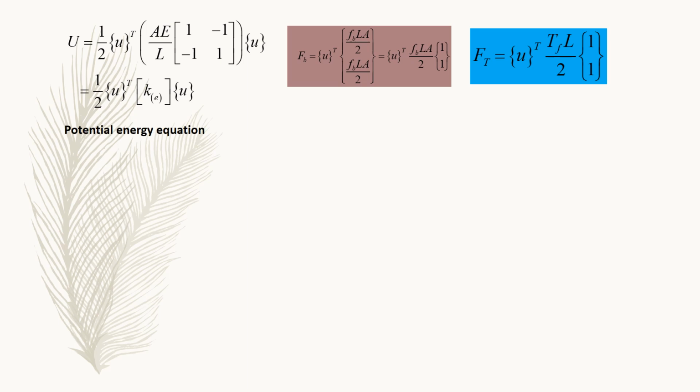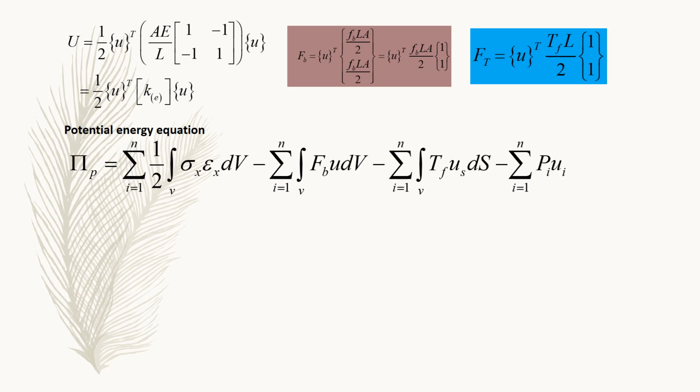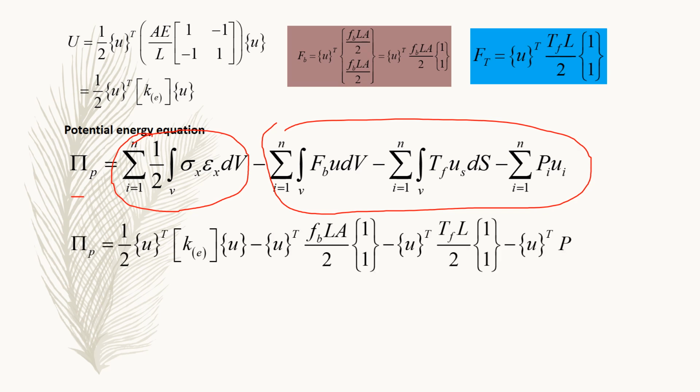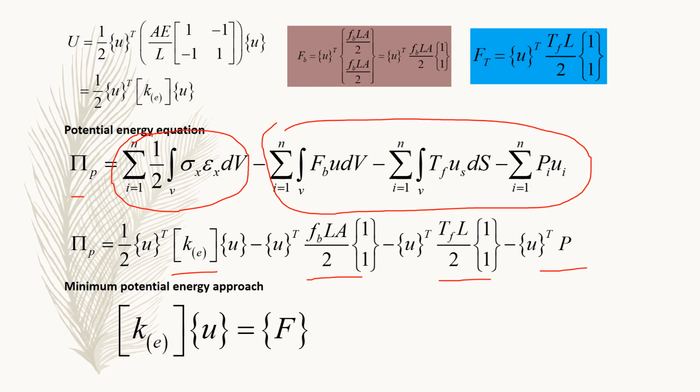So in this strain energy equation, the total potential energy is equal to the sum of its internal energy and its body forces. So we need to substitute these equations. Already we derived its stiffness matrix, force vectors, and point loads. So substitute in this equation. Finally apply the minimum potential energy approach because it is easy to solve and easy to understand. So apply the minimum potential energy approach. Finally we'll get KQ is equal to F.